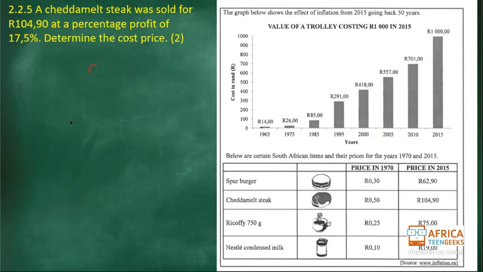I want to write in yellow so it's clear. What formulas do you know? Let's manipulate those formulas. Cost price is also this formula: selling price multiplied by 100 over 100 plus the percentage profit.